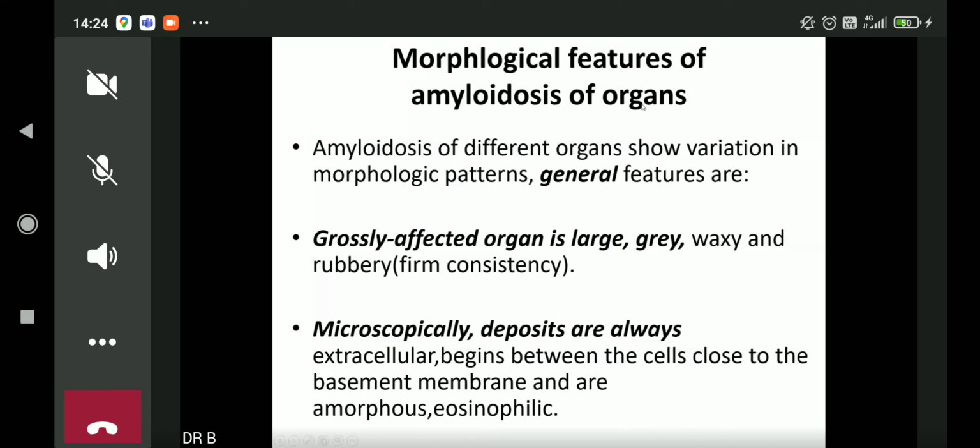Now, like I told you, what are the features of amyloid on organs? In the next class, you'll have gross specimens and slides. You will understand what features you're going to look for in an organ. So the general features are that the grossly affected organ is large, grey, waxy and rubbery.